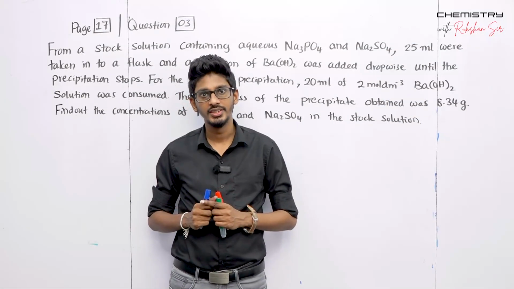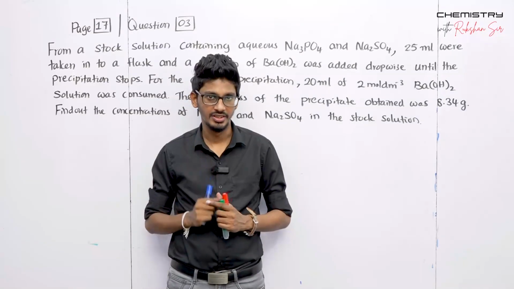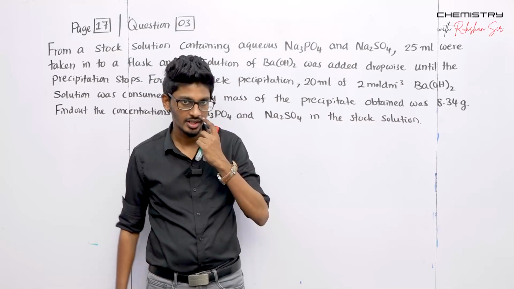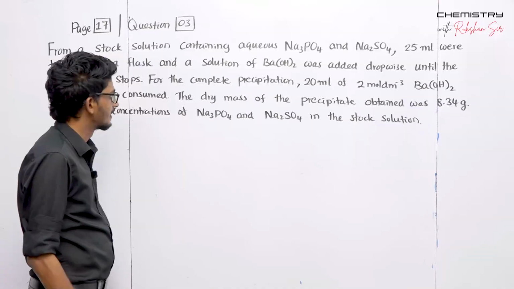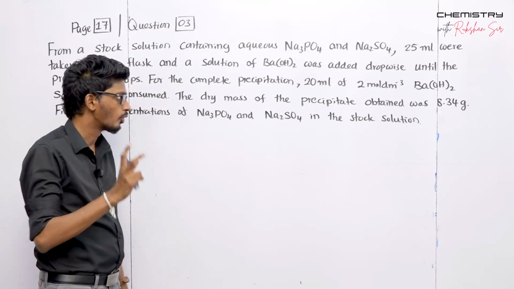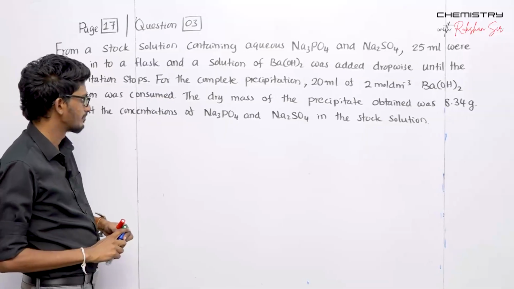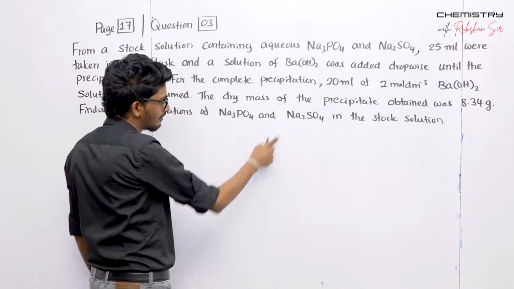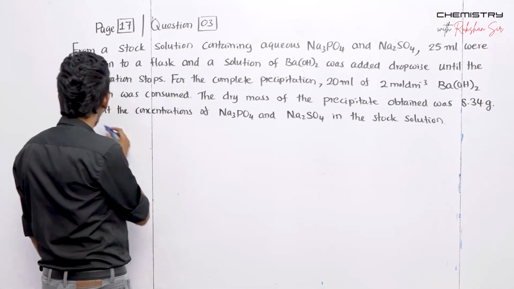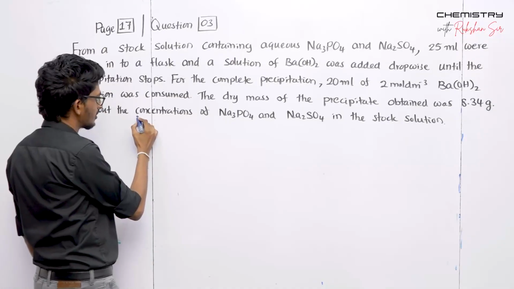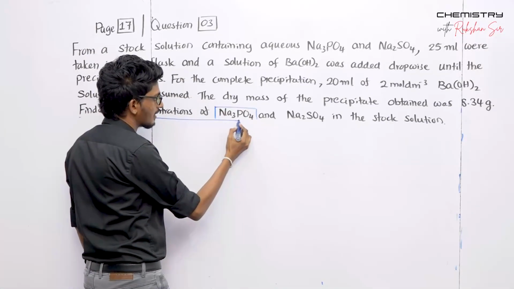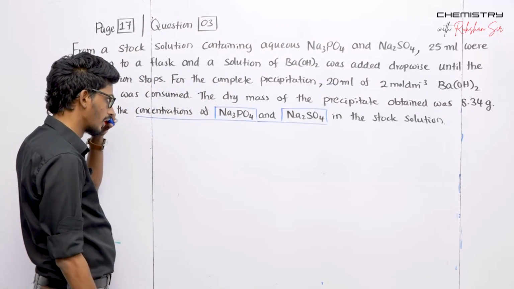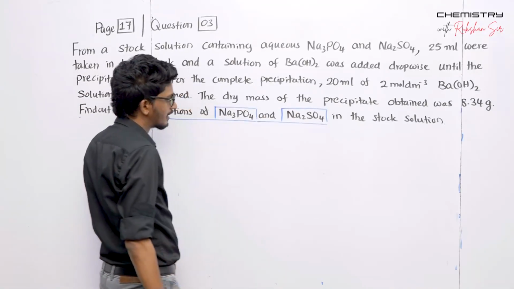Okay, now let's try to do question number 3 appearing on page number 17, right? This is also regarding the precipitation reaction. Let's try to solve this one. See, first thing is to come up with the goal, identifying the goal properly, right? So here, at the end, they are asking you to find out the concentrations of sodium phosphate and sodium sulfate in the stock solution. That is your goal, right?